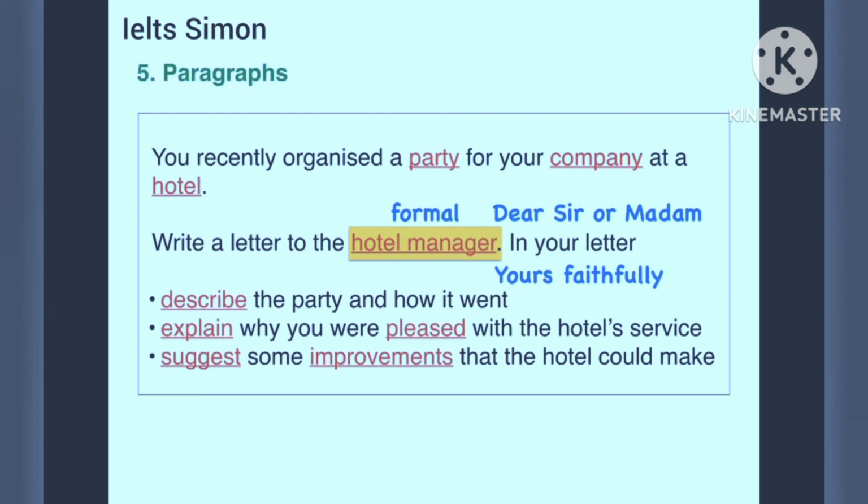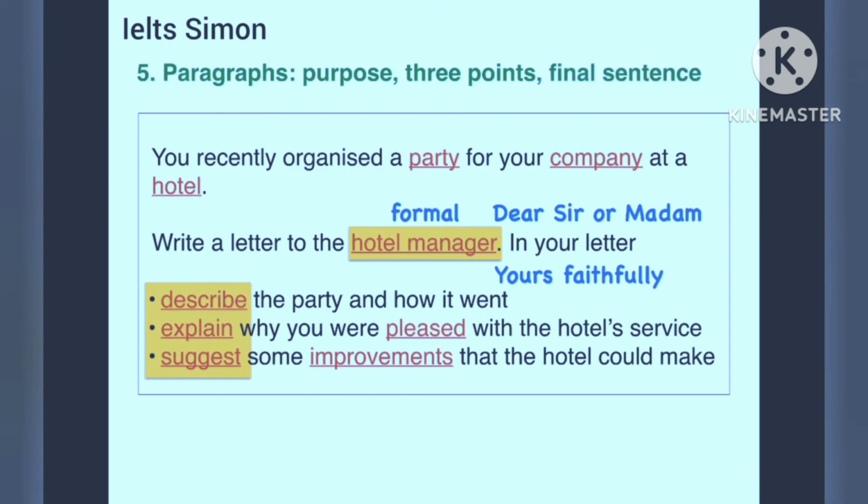Point 5, paragraphs. Well, easy. We've got one short sentence, one short paragraph, one sentence for the purpose. Then we've got the 3 points that you see here, describe, explain, suggest. We'll have one paragraph for each one. And then we'll have a final sentence. So that's 5 separate paragraphs in total. And for every letter in writing task 1 in the general test, I'm going to recommend that you write these 5 separate paragraphs. Always have a purpose sentence, separate paragraph, then 3 paragraphs for the 3 bullet points on the task card, and then a final sentence.